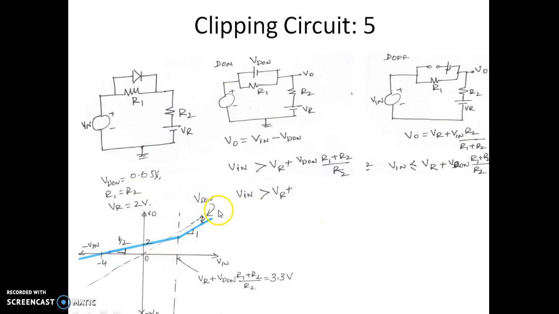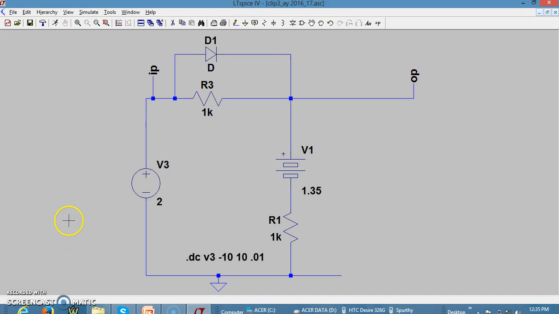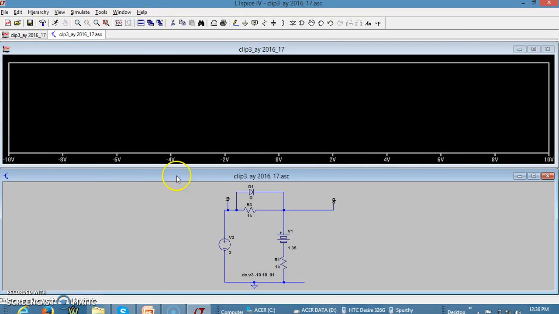Now this way we can analyze the circuit by considering diode on and diode off. So let us have a look at the simulation and verify the same thing. Here is the circuit which we discussed, in LTspice. Let us apply an input voltage varying from -10 to +10 in steps, and see how the waveform looks.